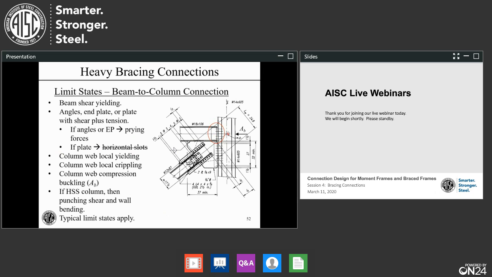We have column web local yielding in this region. If this beam is putting a compressive load in here, then we have column web local crippling. Watch out, because we can also have web compression buckling because we have this opposing force on the other side. If we have compression coming from both sides, we have to check web compression buckling. Again, if we have an HSS column, we need to check punching shear and wall bending. And start checking those early because they're probably going to cause some trouble.